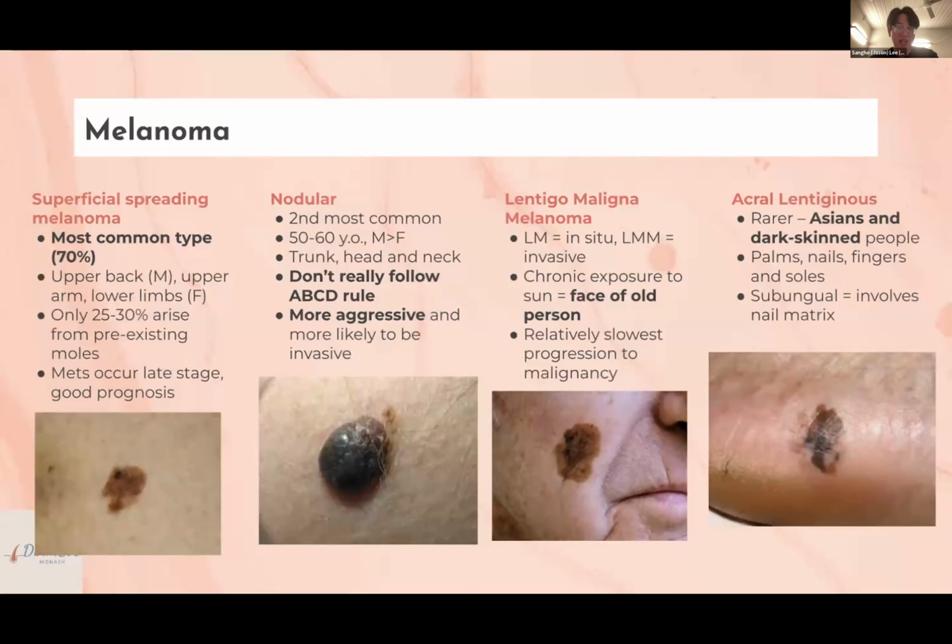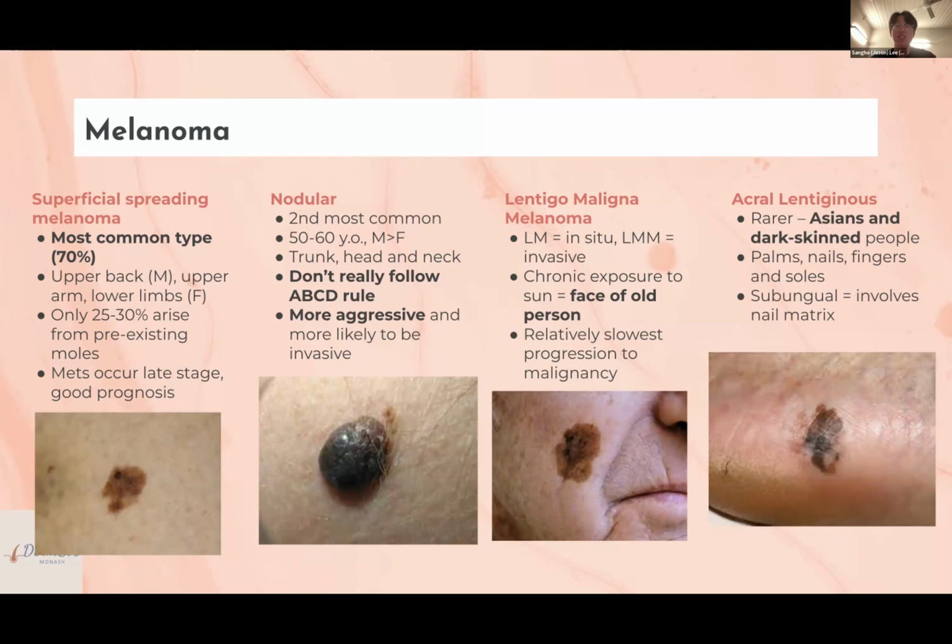And there are 4 different types of melanomas. The most common one to be aware of is the superficial spreading melanoma, which accounts for about 70% of the cancers, melanomas, I mean. Common in the upper back for males and lower limbs for females. And interestingly, only 25 to 30% of these melanomas actually arise from pre-existing moles. So more often than not, these lesions just pop up from seemingly normal skin. But these tend to have a better prognosis compared to the next one, which is the nodular melanoma.